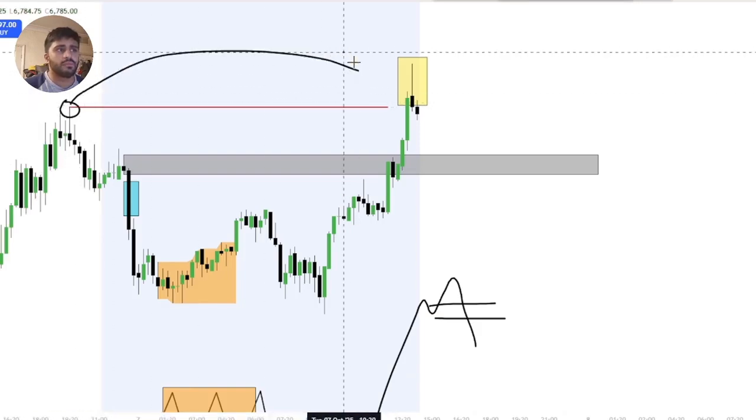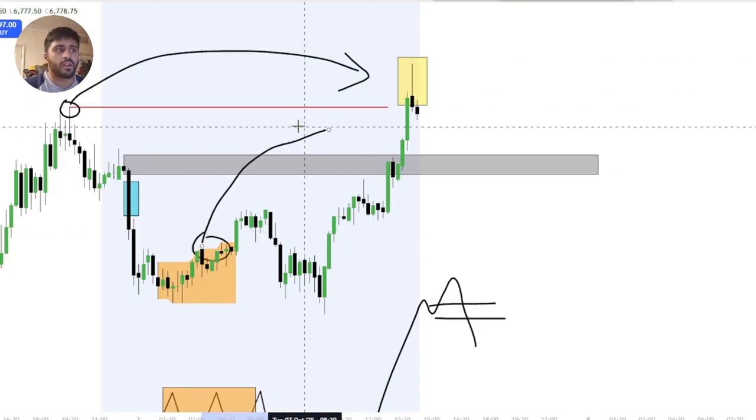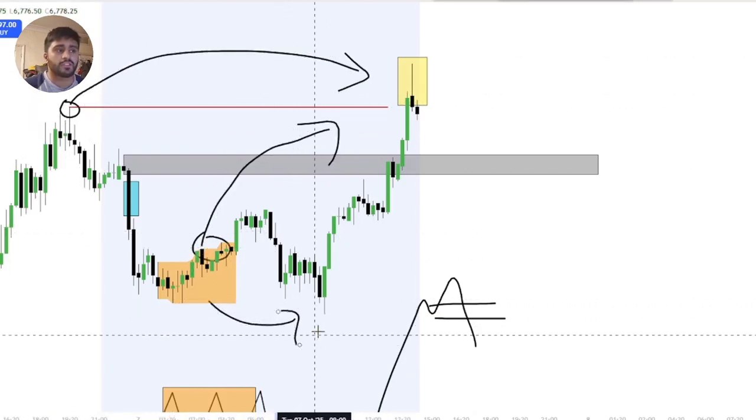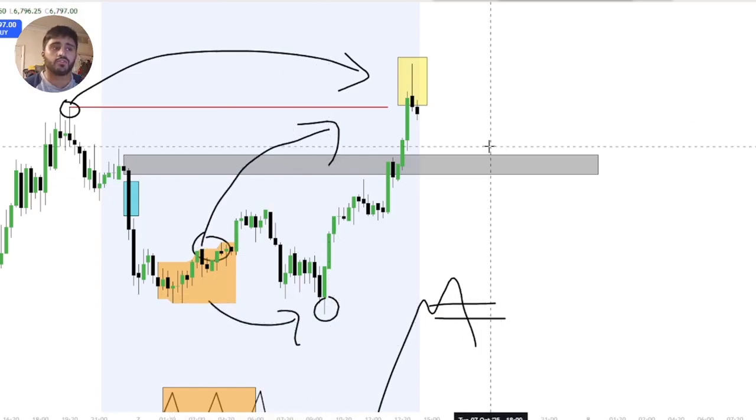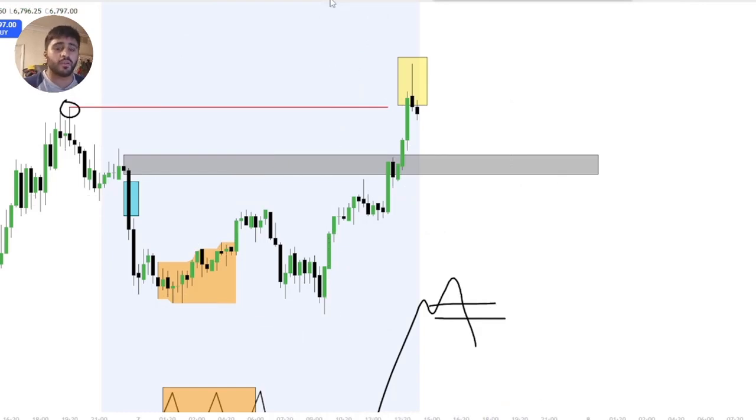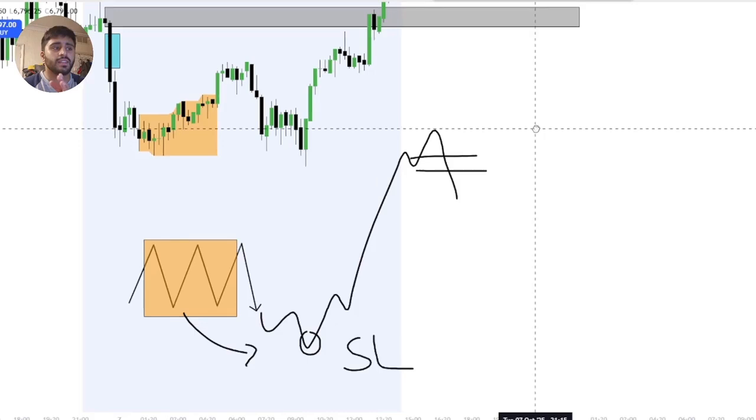Previous day high sweep, Asian range high sweep, right? Asian range low sweep, right? So we've taken out liquidity before our entry, which is of course at this key level. So if you're stuck on liquidity, focus on Asian highs and lows and previous day highs and lows. These are the easiest to use, right?